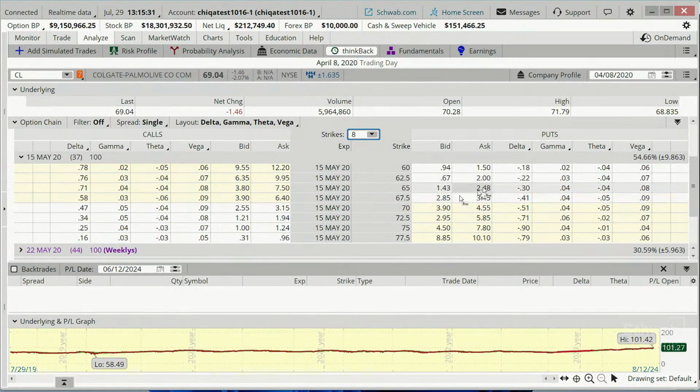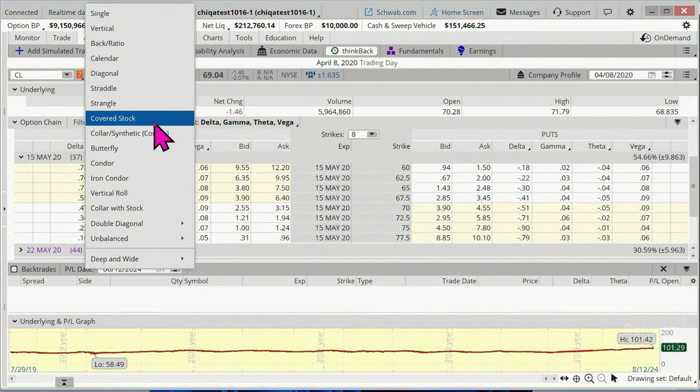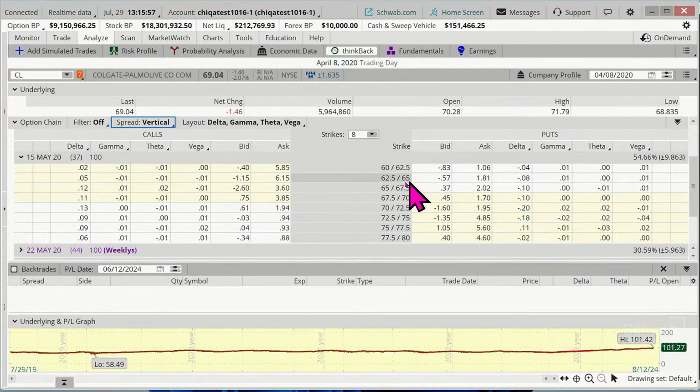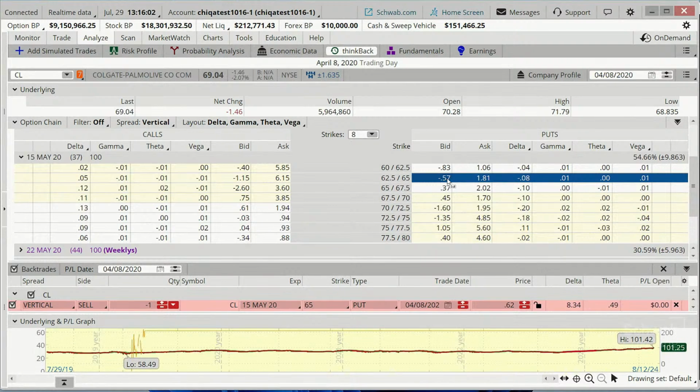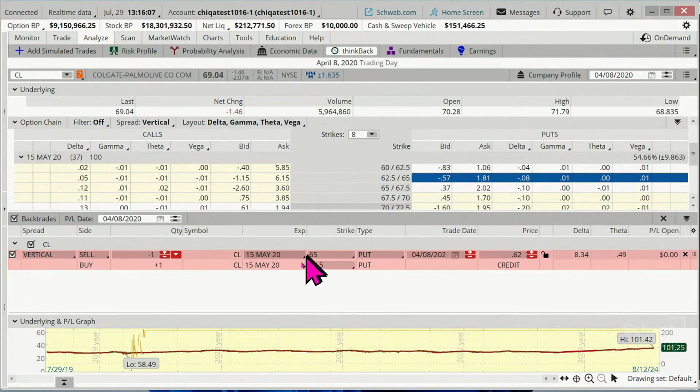Now I could add those on, click on those individually if I want. It'll show two line items, and then I'll just have to sum the performance of the two. Alternatively, I could just go to spread, vertical. Change to vertical, and we said 65 and 62.50. So I'm going to do vertical. Okay, I'm looking at my puts, 65 and 62.50. I'm going to click on that here. I'm going to go down. Let's just double check and see that this is what we want.